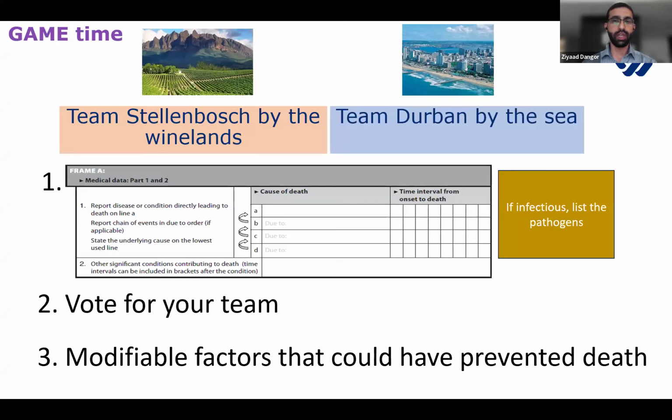And if it is infectious in nature, then I would like to ask them to please list the pathogens of interest for that. And then what Marty's got set up for you is, once the team has provided their answer, you can vote and say which team you would vote for. Is the Stellenbosch team getting this right, or is the Durban team getting this right? It would be a real bummer if they both have exactly the same things, because then we've got no one to vote for. And lastly, what would be their modifiable factors that they could have identified to prevent the death?